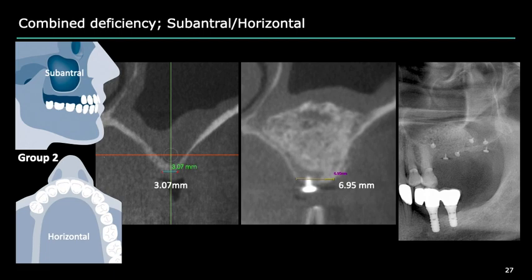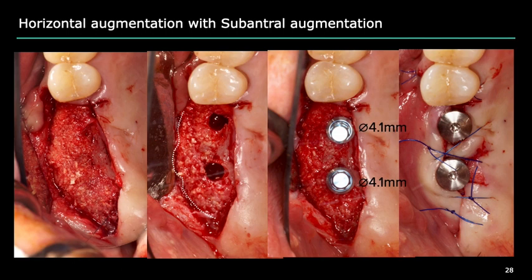So if you would need some horizontal augmentation, which should be carried out with sinus floor elevation, then lateral window technique should be a choice of approach. So in this case, the width of the edentulous ridge was really narrow, so we needed some lateral ridge augmentation at the same time with the sinus floor elevation. So I did sinus floor elevation with lateral ridge augmentation at the same time.